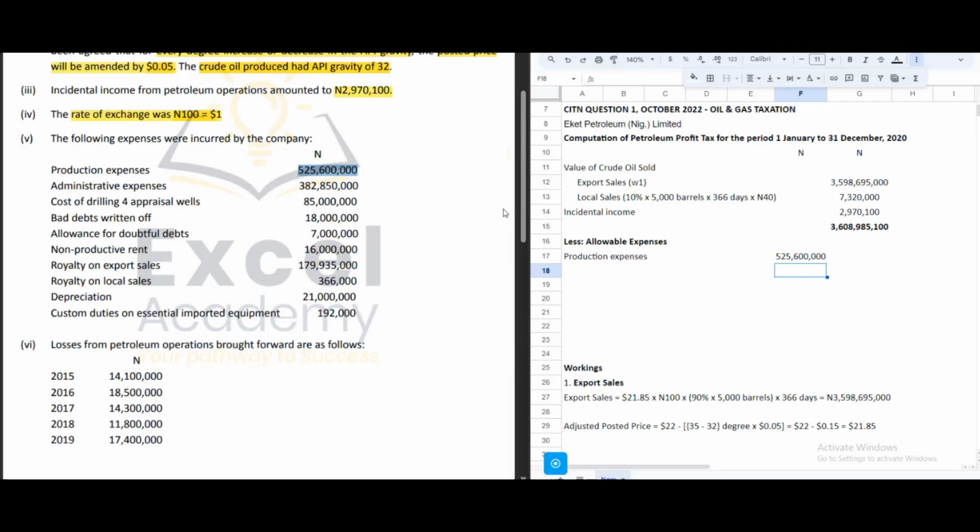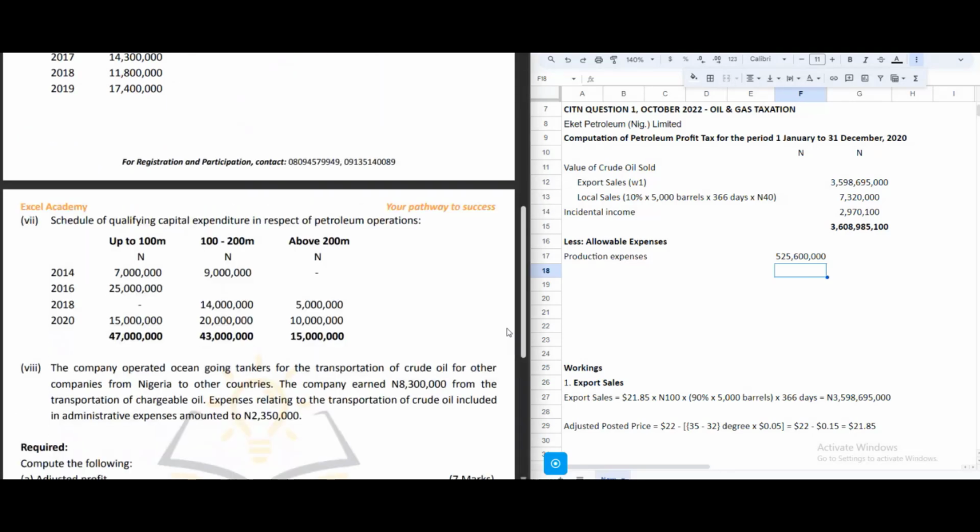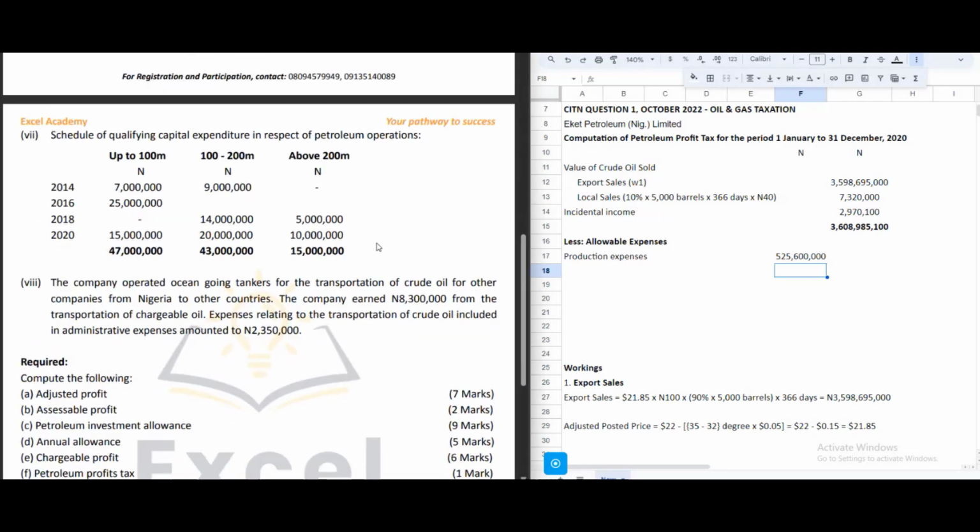After that, we have administrative expenses. So we also check, is there any additional information attached? Here they said that expenses relating to the transportation of crude oil included in admin expenses is 2,350,000. So we exclude it.